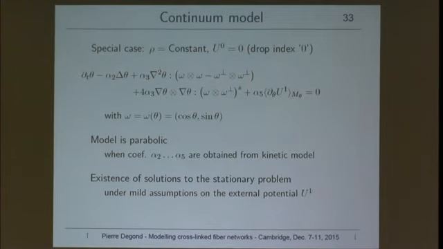Again, I dropped the index 0 in the omega just to make things simpler. All these coefficients, alpha 2, alpha 3, alpha 5, are actually obtained from the kinetic model. From all the constants I put in the model at the beginning, I get the formula for these coefficients. And it turns out that if I start from a seemingly well-posed kinetic model, then the coefficients I get here lead to a model which is parabolic. So it looks well-posed. It's nonlinear, but at least the matrix is parabolic.